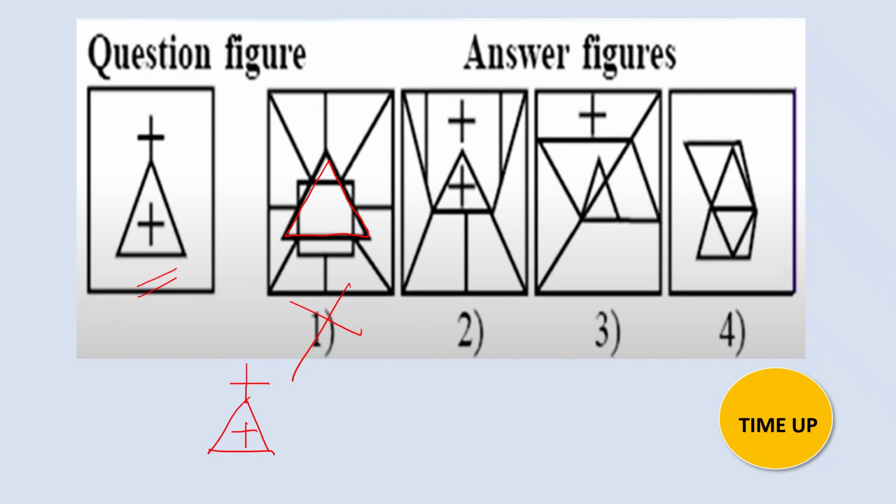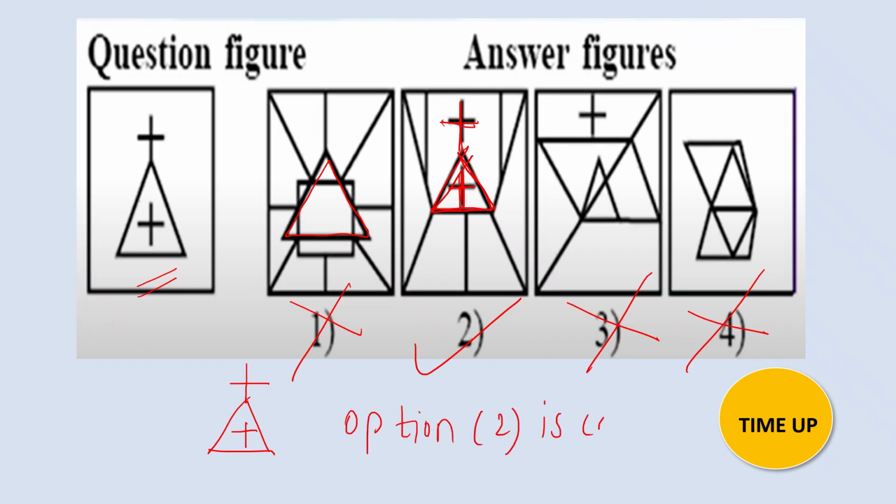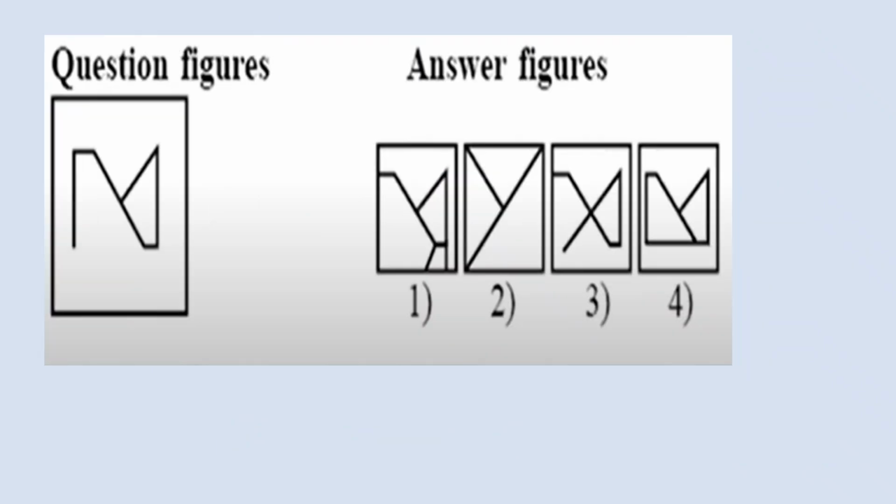If you see option 2, here is your triangle. Then you have a plus sign here, and on top of that also you have a plus sign. So this is the exact image as shown in the question figure. So option 2 is the correct one. Option 3 is also wrong. Option 4 is also wrong. So option 2 is correct. I hope you got this correct. Next one on your screen and your timer starts now.